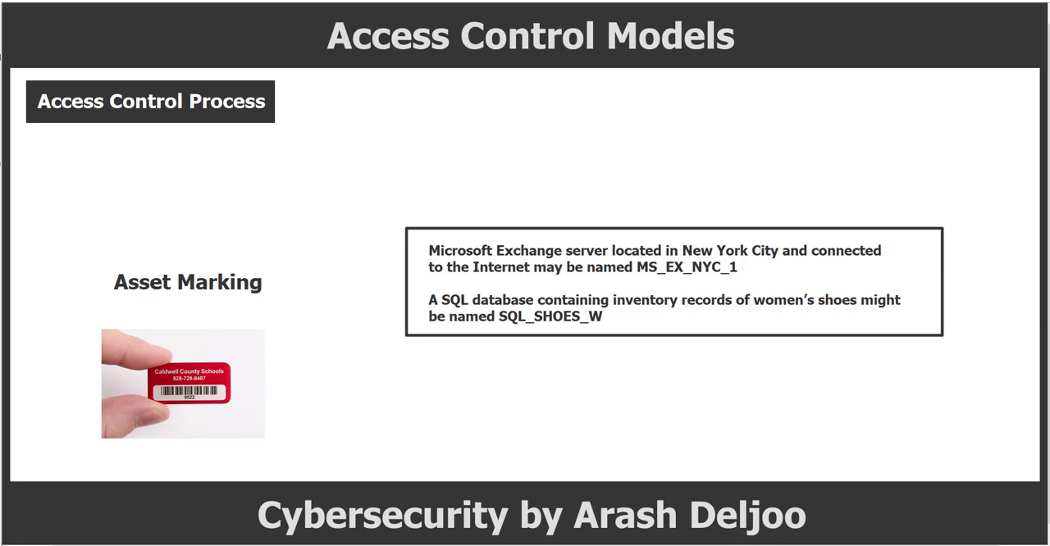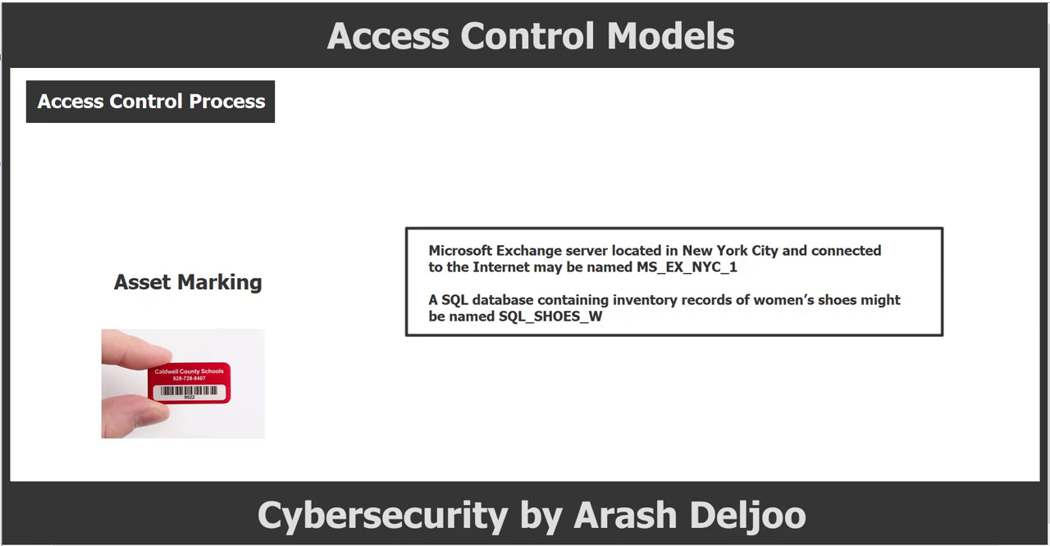Alright, now let me explain a little more about the asset marking. Once an asset has been classified with a specific category, a mark or label needs to be applied to the asset itself so that the classification level is clear to the user accessing the asset. Putting a stamp on a document with the label, for example, top secret, and watermarking a digital document with the label confidential are examples of the marking process.